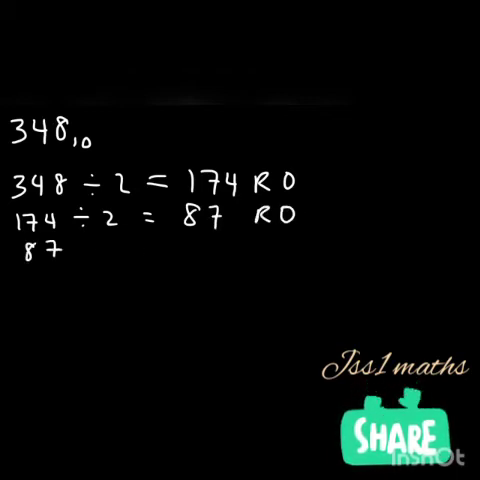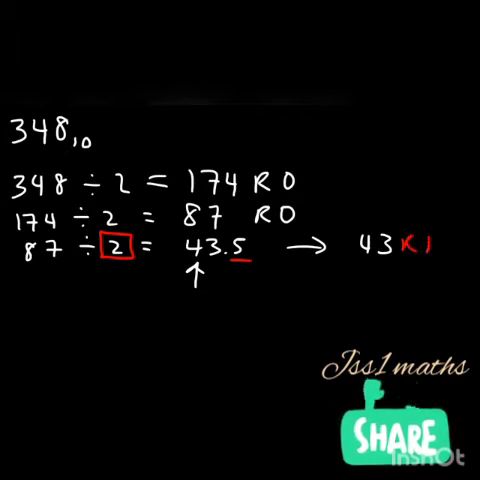Next, if we take 87 and divide it by 2, we're going to get 43.5. So it's 43, remainder 1. But first, let's write it like this. So this 43 gets transferred here, and then to get the remainder 1, you multiply 2 by 0.5, and that will give you the remainder 1. I'm going to write my answer like this for now.